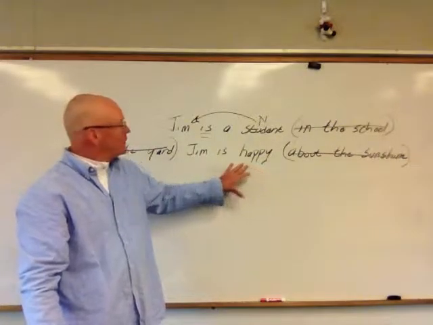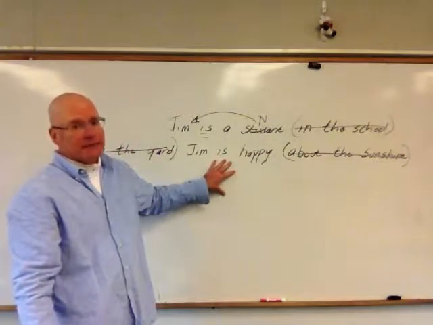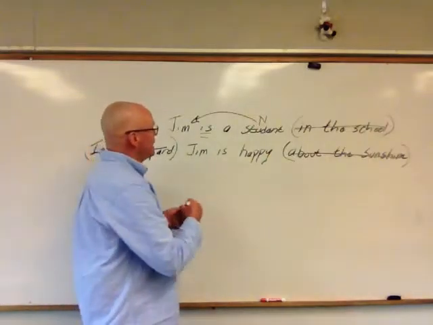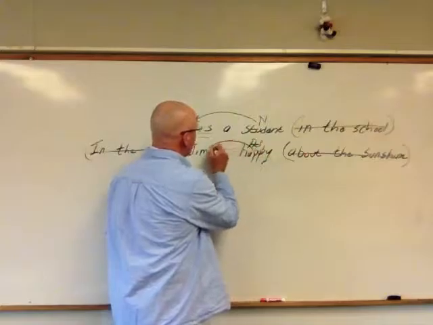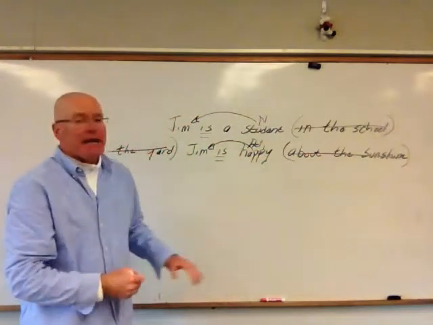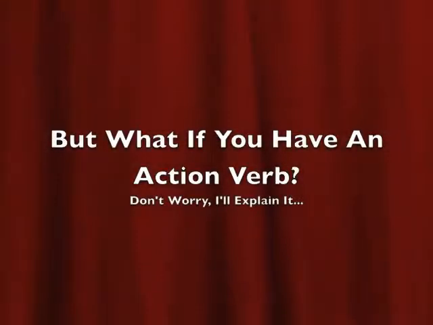We look for the verb, which is, and determine that it is a linking verb. So we have Jim is happy. Happy is an adjective in this case that describes the subject Jim, making it a predicate adjective.